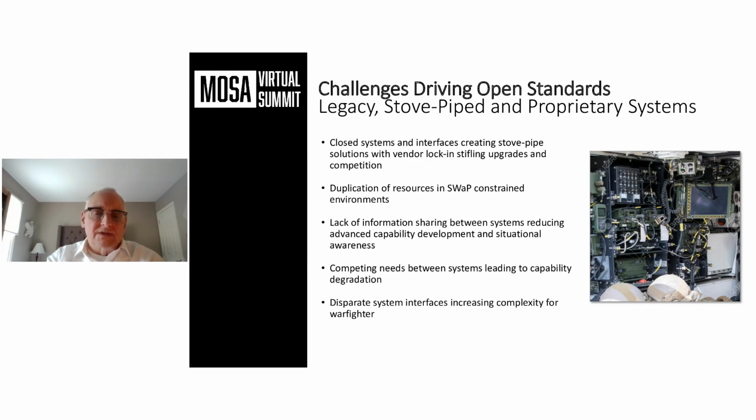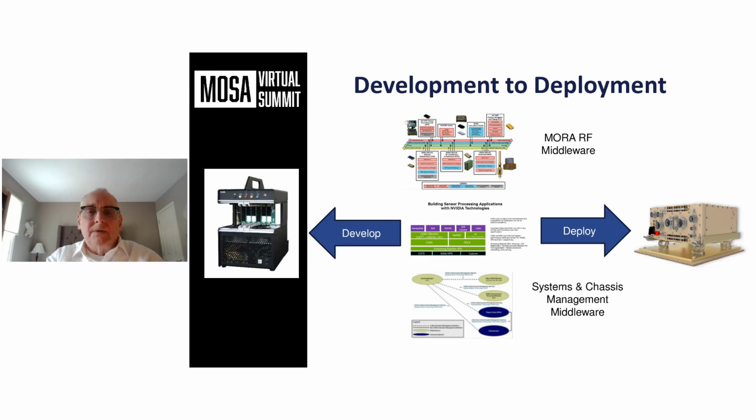So one says, what is a better way that we can achieve these things? And this is the goal of the modular open system approach. So if we think about deployment and development, what we need to do is start on the left with a development capability and then move that capability to the right to a deployment environment. So this is what we're reflecting in this diagram.